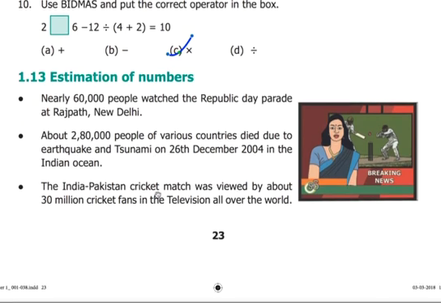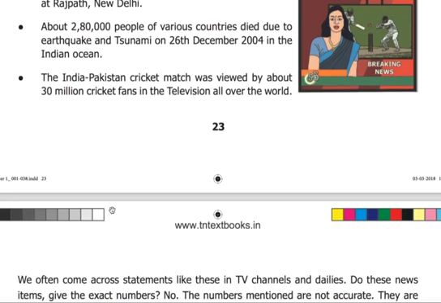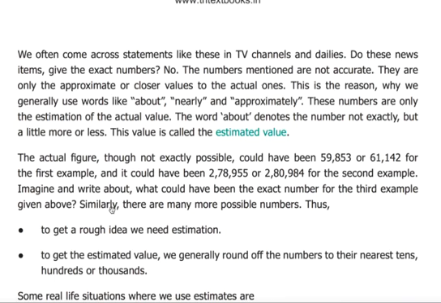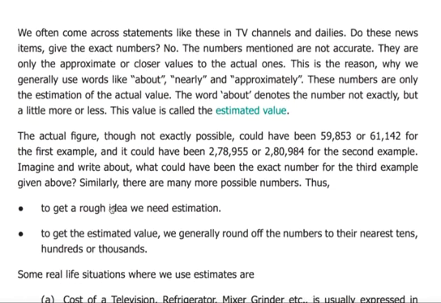Estimation of numbers. Nearly 6,000 people watched the Republic Day parade at Rajpath, New Delhi. About 280,000 people of various countries died due to the earthquake and tsunami on 26th December 2004 in the Indian Ocean. The India-Pakistan cricket match was viewed by about 30 million cricket fans on television all over the world. We often come across statements like these in TV channels and dailies. Do these news items give the exact number? No. The numbers mentioned are not accurate. They are only approximate or close values to the actual ones.